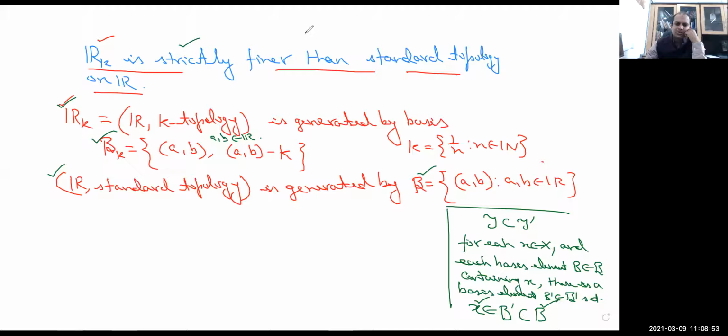So here I need to show that T dash is strictly finer than T. In place of T dash, I need to write RK, because I need to show that the K topology is finer than the standard topology. I simply write R. Whenever I write R, I mean the standard topology on R. Now the result is given to you. One needs to apply it, and the basis members are known, which generate these topologies RK and R.